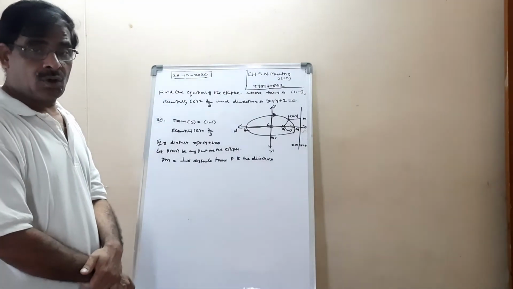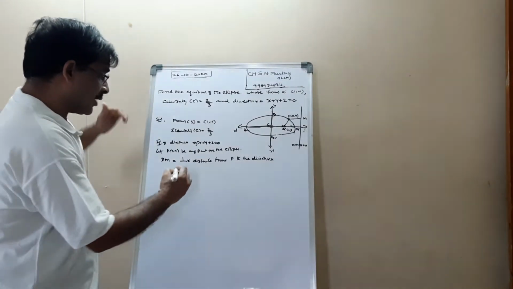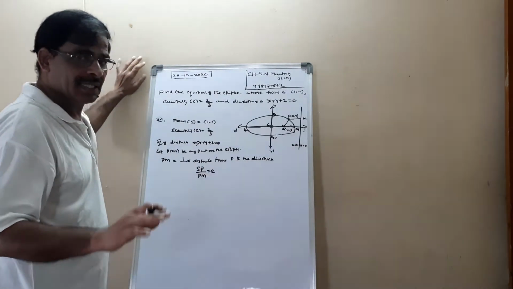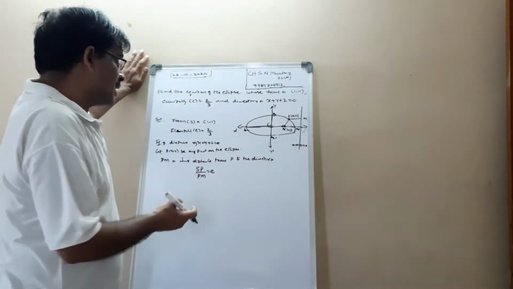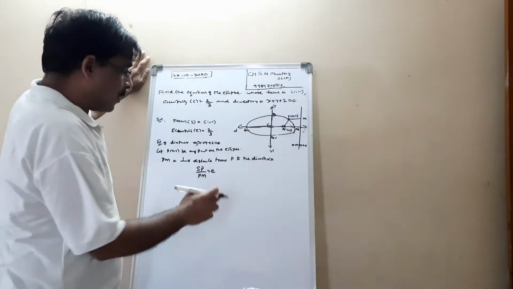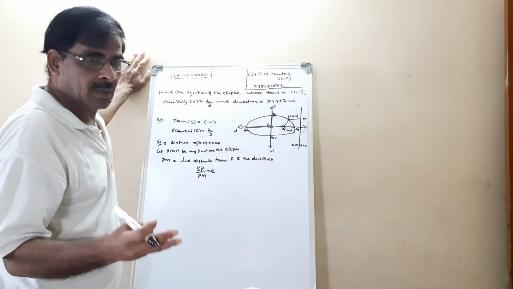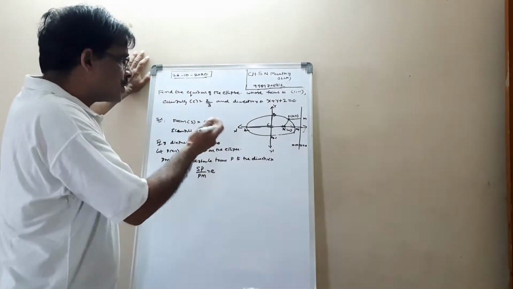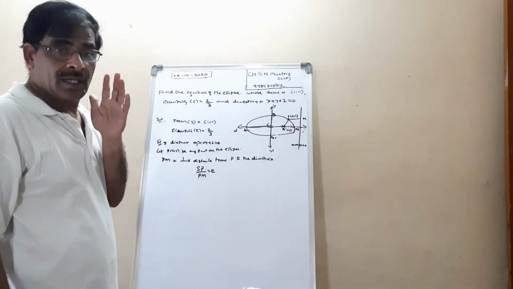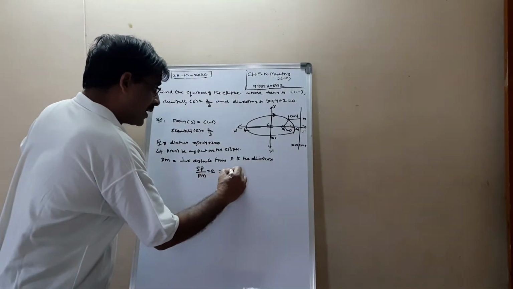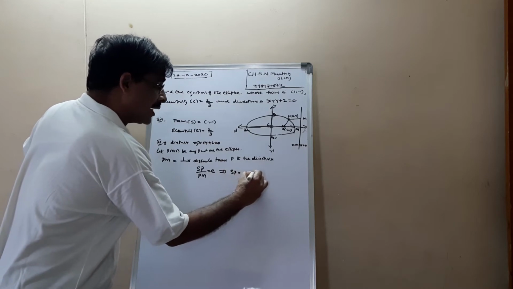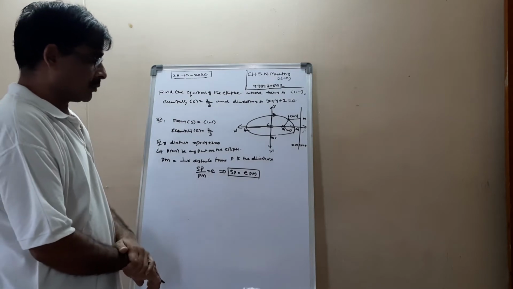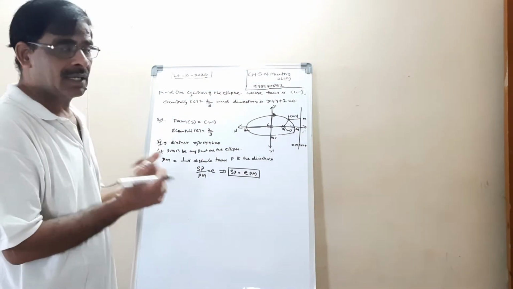For any conic, you know the definition: SP by PM equal to e. That is for every conic. In a conic, if e equal to 1, that is a parabola, less than 1, ellipse, greater than 1, that is a hyperbola. So we are doing the problem on the ellipse. SP equal to e into PM. This is the condition or definition of our ellipse.